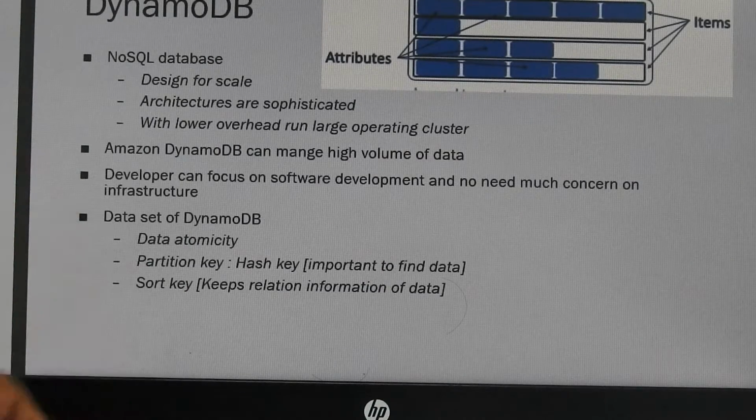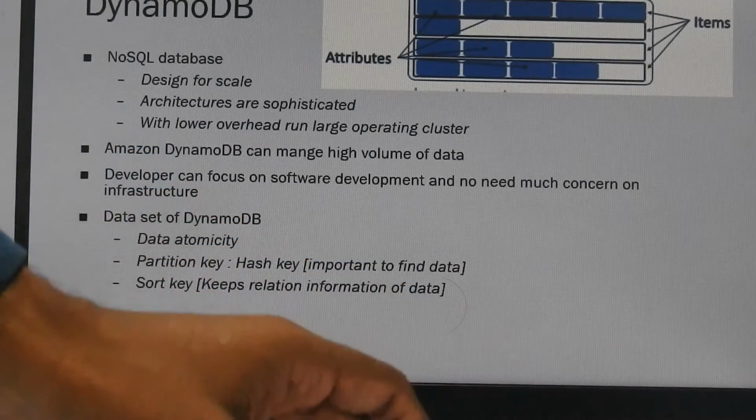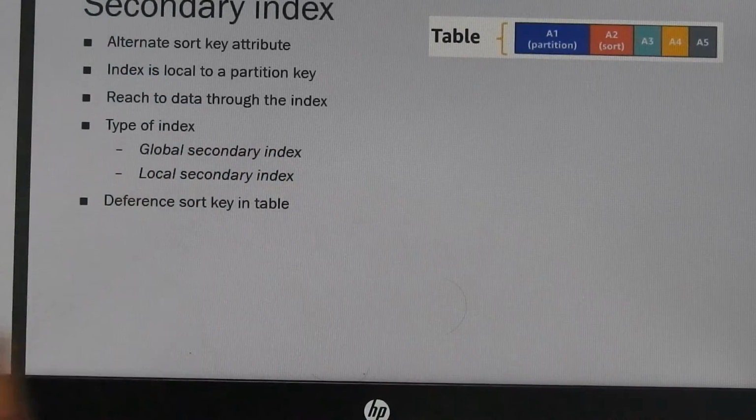So the sort key we use is an optional key. We are using the sort key to keep the relation between the data. Actually, not the data items. In the collection, we have a sequence of items. In this sequence of items, to keep the relationship, we use another attribute. This is called the secondary index.